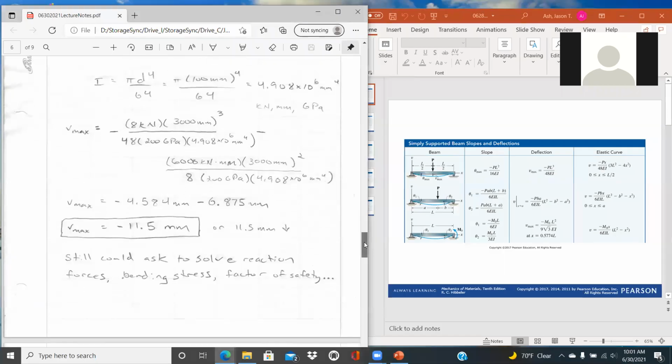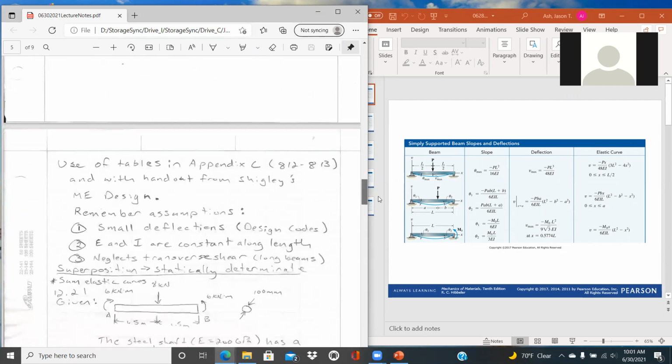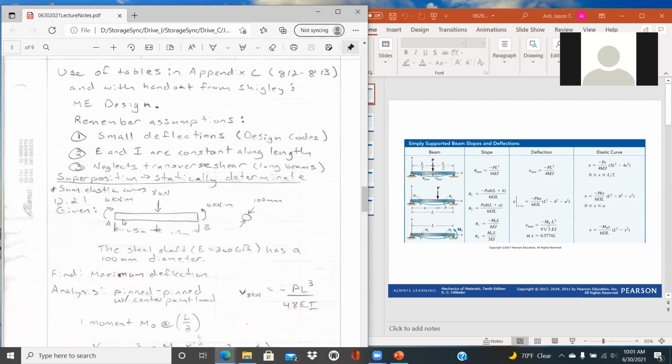I remember one thing I didn't say there with that last example problem was that I still could ask to solve, say, reaction forces, what the bending stress is, maximum bending stress, what is the factor of safety. And remember, if you're given the problem, you still can draw your free body diagram to figure out what your reaction forces are. For this one, the maximum bending moment would occur in the center of the beam.